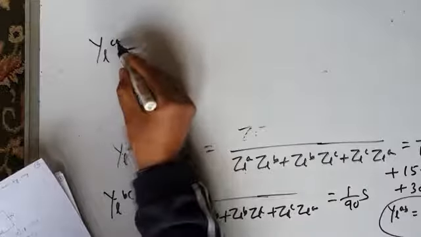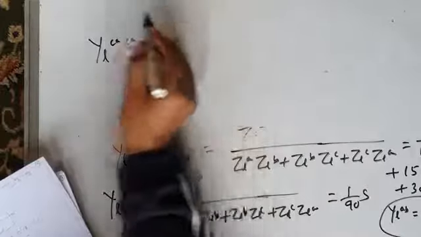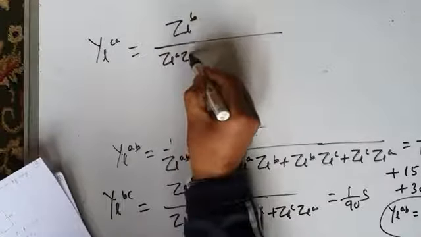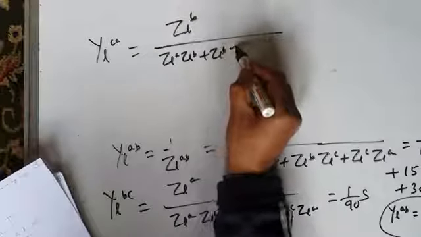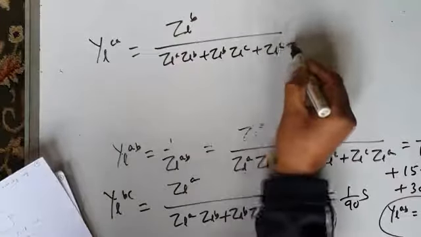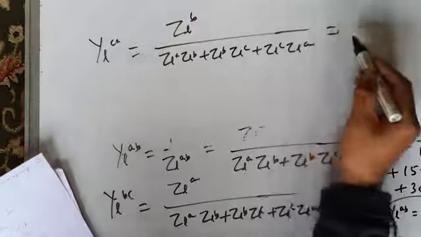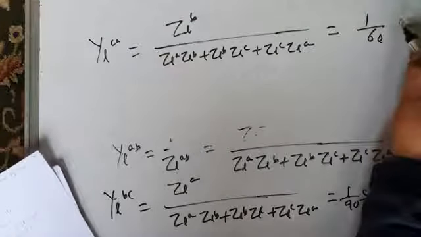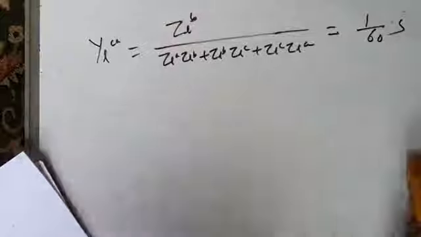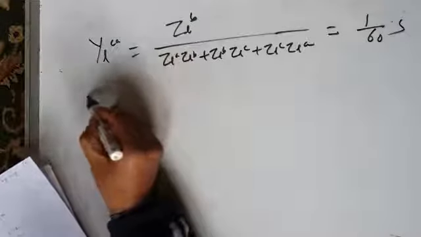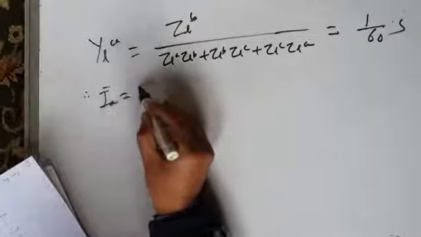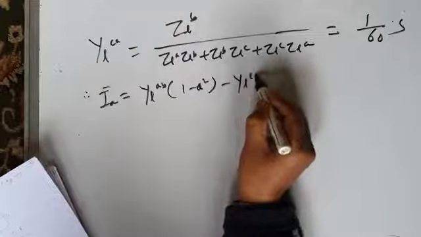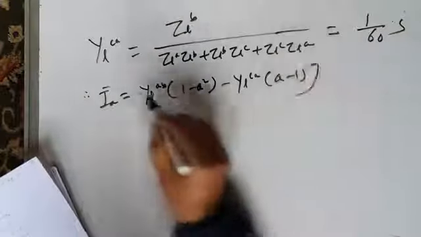YLCA: C is there, A is there, what is missing? B. So that will be ZLB divided by ZLA ZLB plus ZLB ZLC plus ZLC ZLA. As per my calculation, it is 1/60 Siemens. Okay, so you have these. Therefore you can now find the currents. So what will be line current IA? It will be YLAB into (1 minus A square) minus YLCA into (A minus 1), whole multiplied by V.